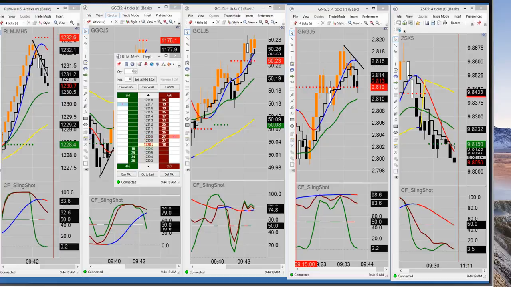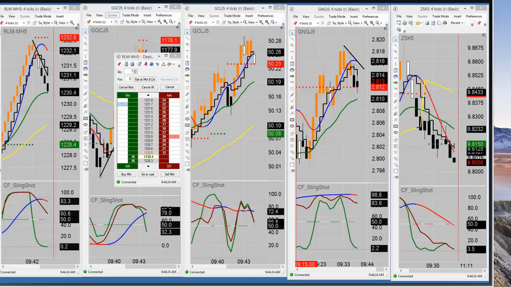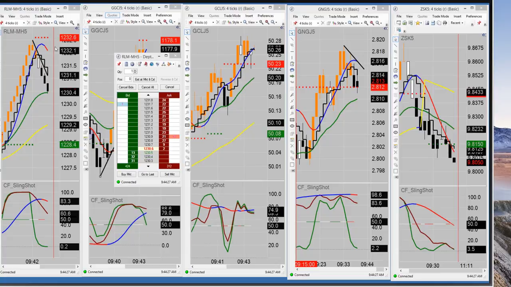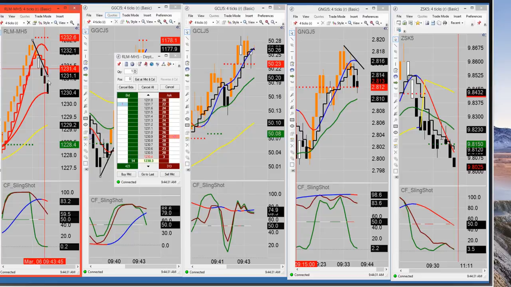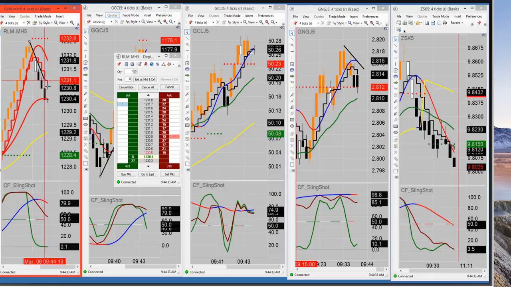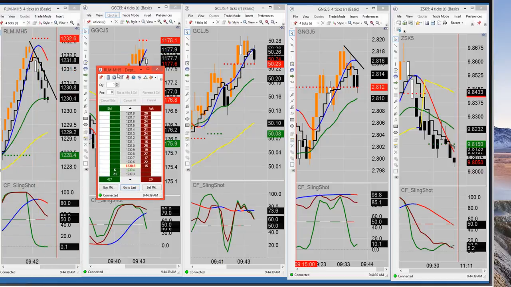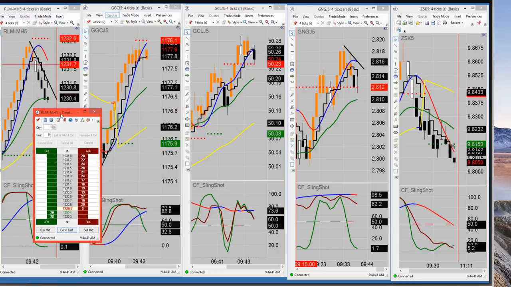Why is my natural gas... GNG J5. Oh, that's gold. That's why. All right, now I've got to extend the trend line over here on the Russell. Okay, I'm going to cancel my order for right now. I'll put it over here.